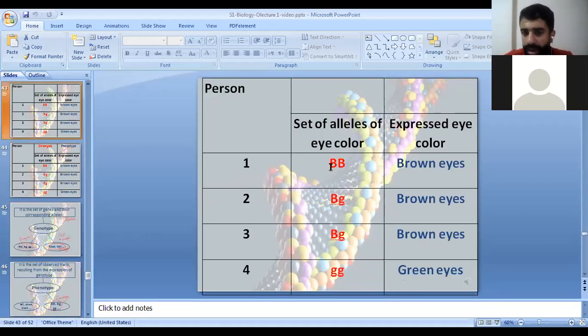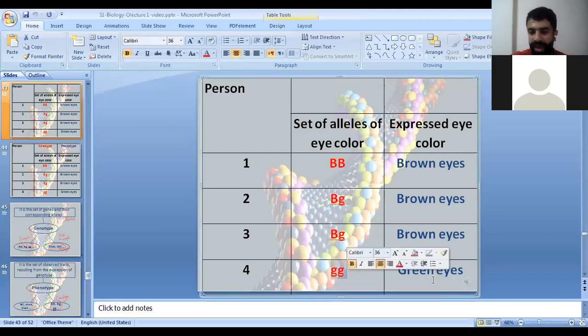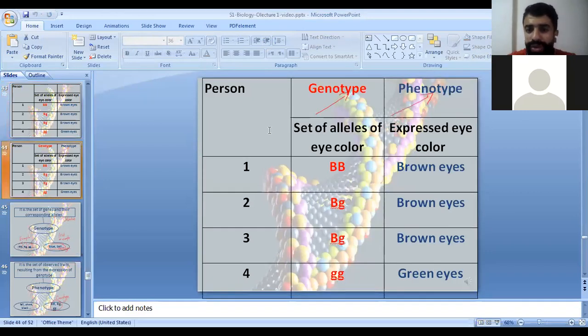BB, homozygous, pure, so it's dominant, so it should be brown. Two strong alleles together, so the strong will dominate, and the color will be brown. And the g is the weak one, so it needs another weak allele, so gg will give green eye color. So the set of alleles, we call them genotype, while the expressed color, we call them phenotype.